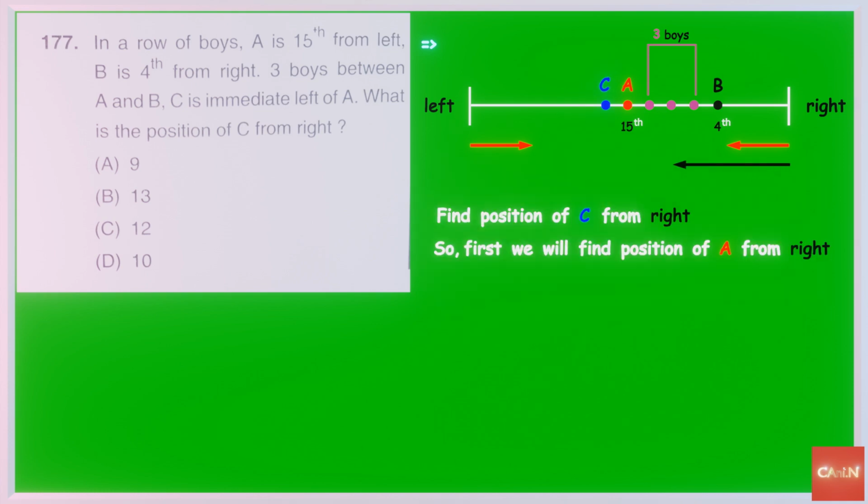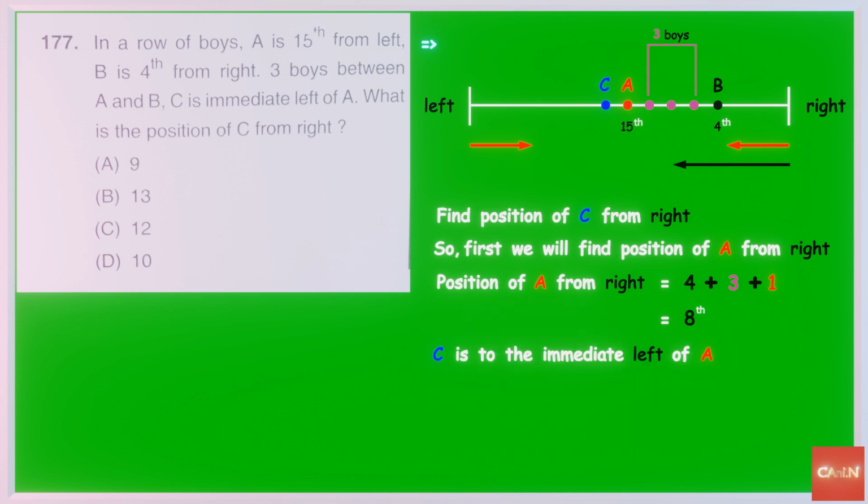So first we will find the position of A from right. Position of A from right equals 4 plus 3 plus 1 equals 8th. C is to the immediate left of A. Therefore position of C from right equals 8 plus 1 equals 9th. Hence, the answer is option A.